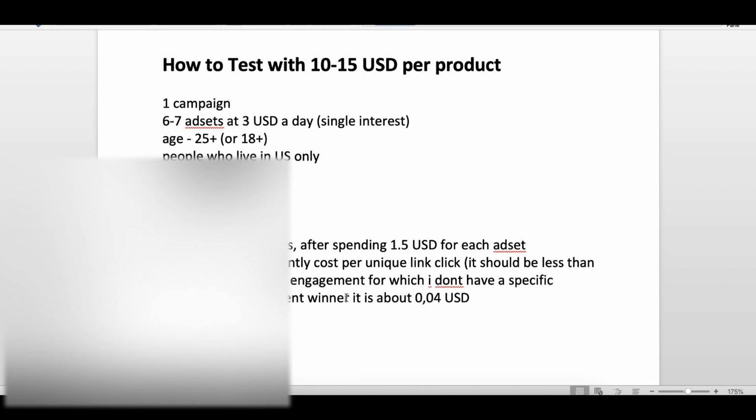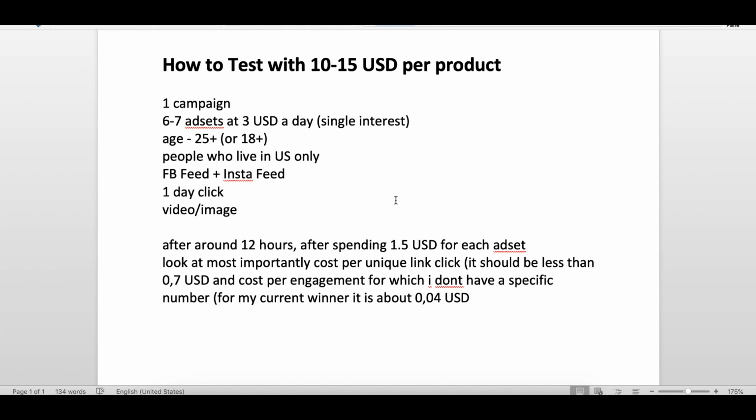Okay, so right now I'm going to show you how you can test with $10 to $15 per product, and it's pretty much almost the same setup. So basically, you just create one campaign, that is enough. 6 to 7 ad sets at $3 per day, single interest. And you just do the age range. What I recommend is 25 plus.